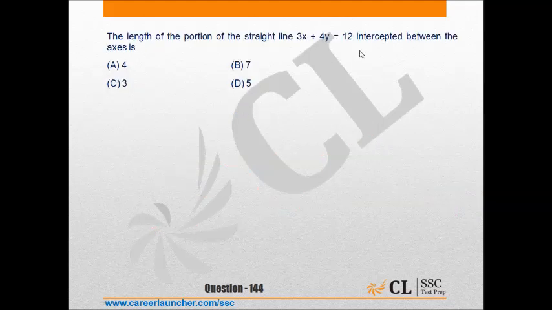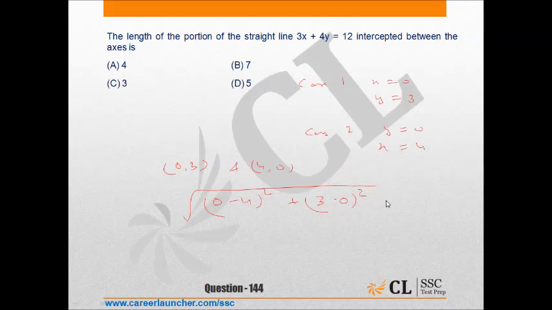We have to find out the length of the portion which cuts the intercept. To find out that, we need to find the intersection point of this line with the two axes. For that, case 1, put x equal to 0, we get y equal to 3. Case 2, put y equal to 0, we get x equal to 4. So the coordinates are (0, 3) and (4, 0). Using the distance formula, 0 minus 4 square plus 3 minus 0 square whole under root gives me 5.